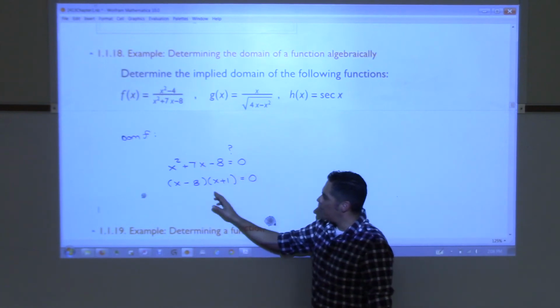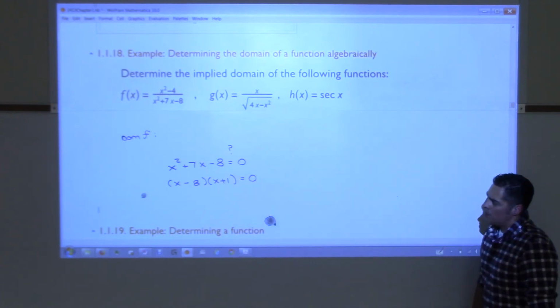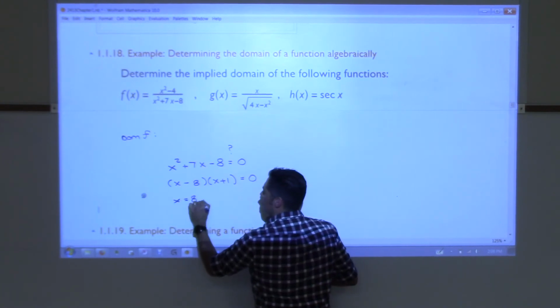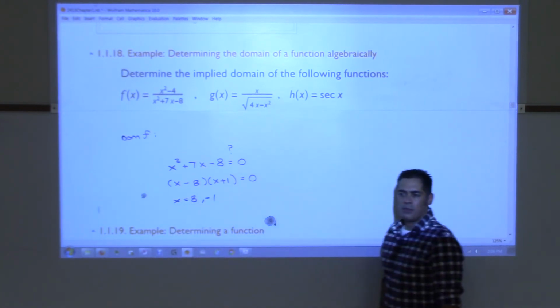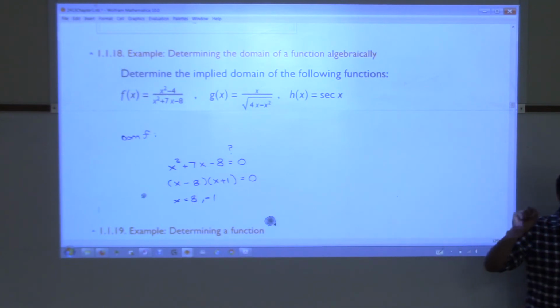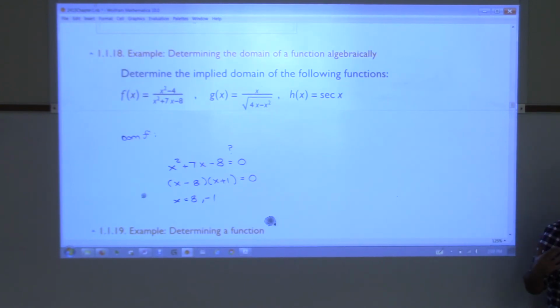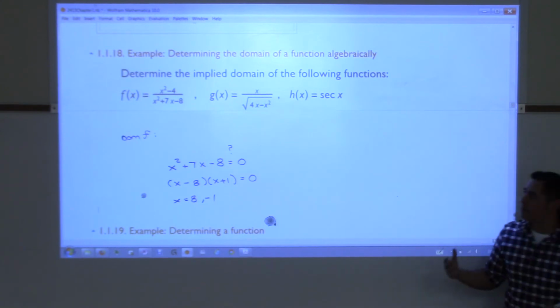So from here to here, and then what do you do here? Set each one equal to 0. So you're going to get two solutions. I'm just going to write the solutions down. So I have a problem if I ever try and plug 8 in, or if I ever plug in -1. I'm going to get 0 in the denominator, which means those numbers cannot be in the domain. Everything else is okay. So how do I write the domain then?